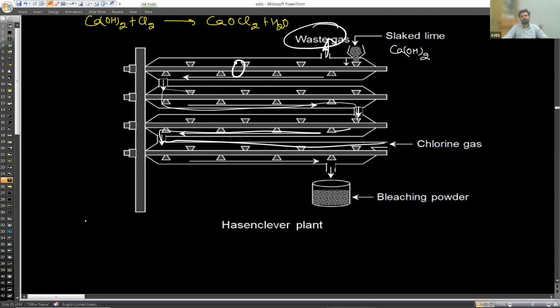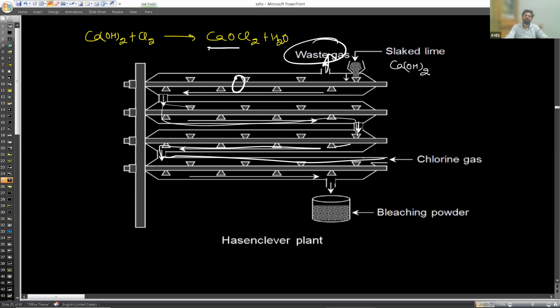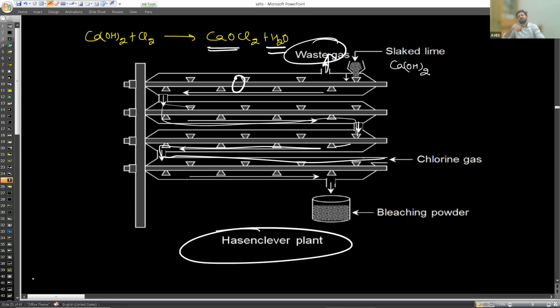So how can we prepare bleaching powder? When we pass chlorine gas to this, it will give you CaOCl2. This process is known as the Hasenclever process. The formation of caustic soda was the chloralkali process. Here, the formation of calcium oxychloride or bleaching powder is known as the Hasenclever process.